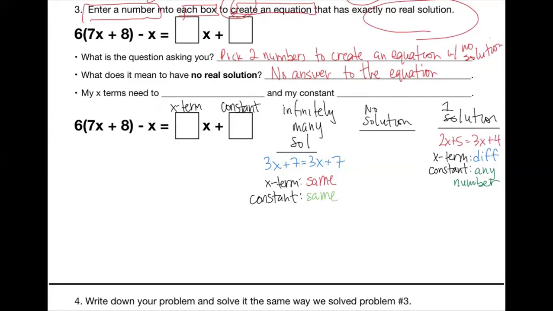So if I wanted to make infinitely many solutions, I'm going to simplify this equation. I'm going to work on it. I'm going to start over here. So let's do this together. Let's finish solving this, or start solving it.